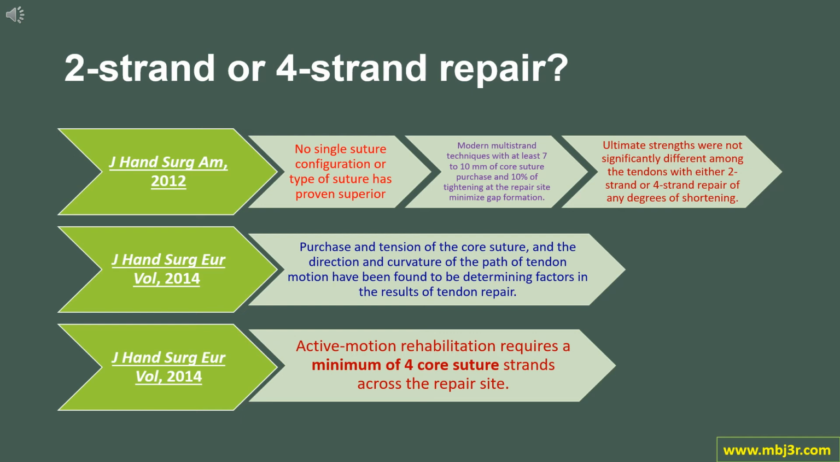Active motion rehabilitation requires a minimum of 4 core suture strands across the repair site. You have to put at least 4 core sutures if you want to actively mobilize the hand.